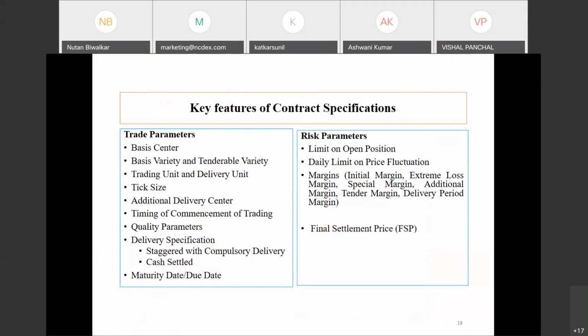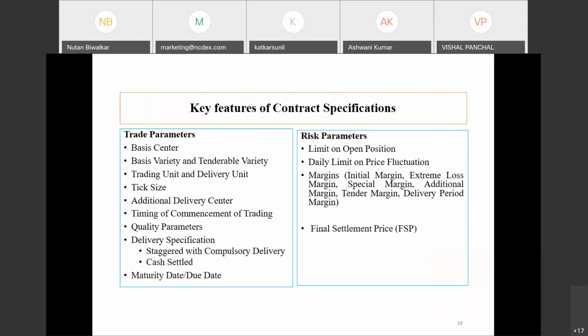Then the key features of the contract specification. As I told you, it is a standardized contract and it is vetted by SEBI. So these futures contracts are highly regulated, and they cannot be altered. Means once you start trading in this commodity, you have to be bound by all these specifications. The basis center is fixed, the basis variety is fixed, the tenderable grades are all fixed. Nobody can alter these parameters. Secondly, the timing of commencement of trading or the maturity date.